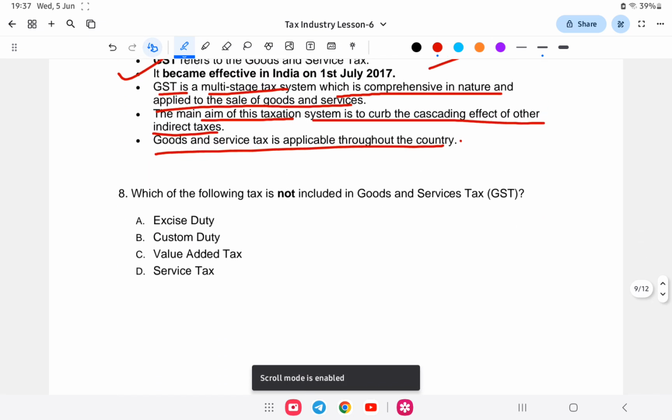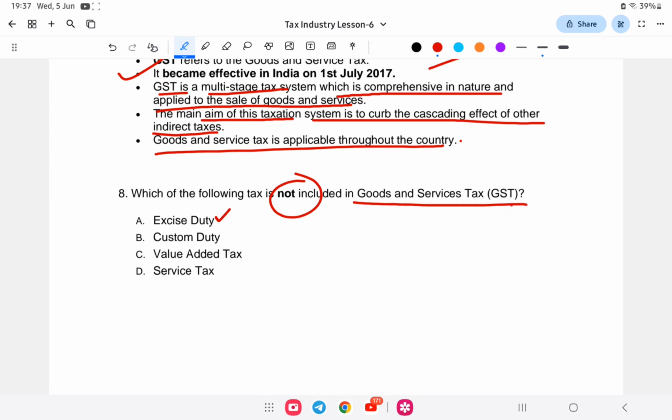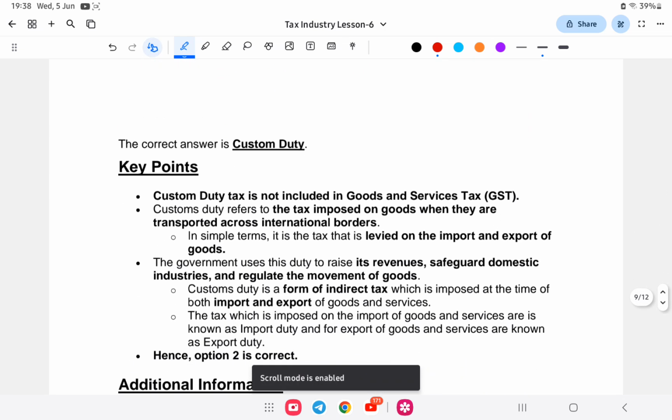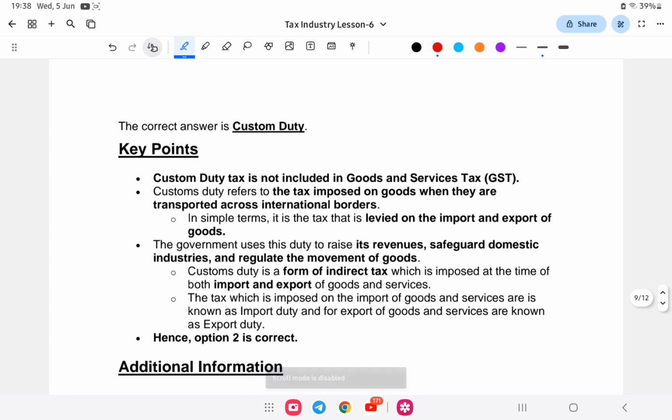Next, question number 8. Which of the following is not included in GST? Value added tax, service tax, or customs duty, that is, import tax. So the answer is customs duty. Customs duty is not included in GST.